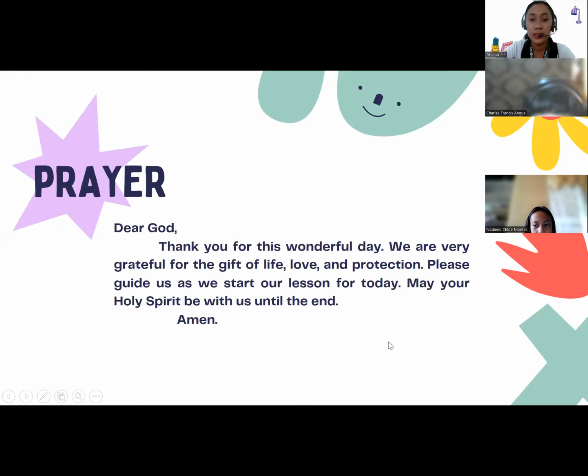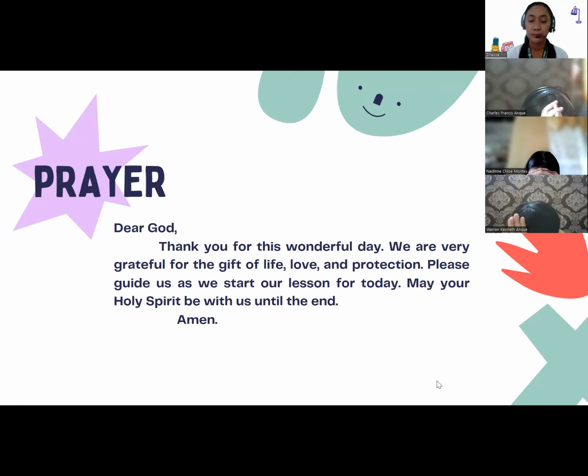So to start, let's pray. Nadine, please lead the prayer. Grade 5, close your eyes, gather your hands, and let's pray. Dear God, thank you for this wonderful day. We are very grateful for the gift of life, love, and protection. Please guide us as we start our lesson for today. May your Holy Spirit be with us until the end. Amen. All right. Thank you, Nadine.